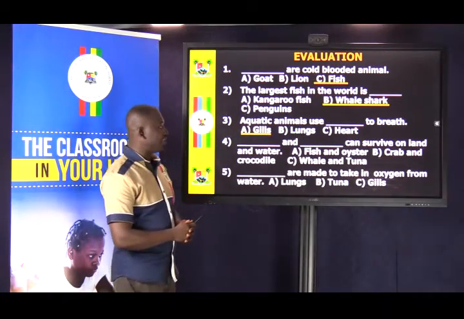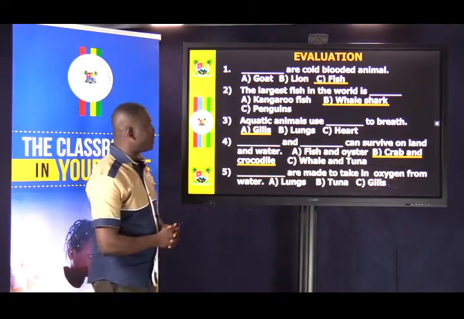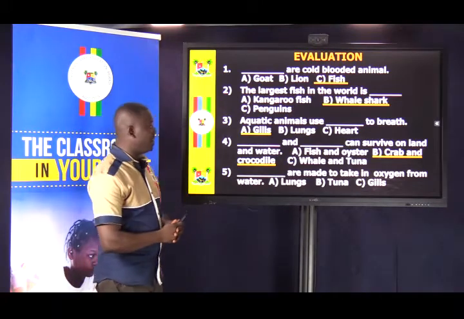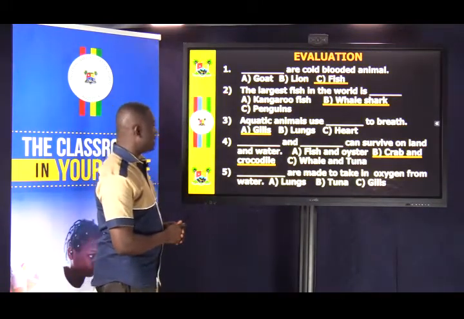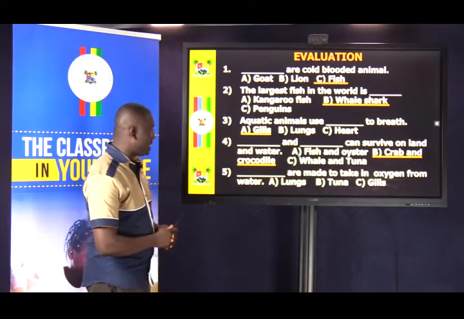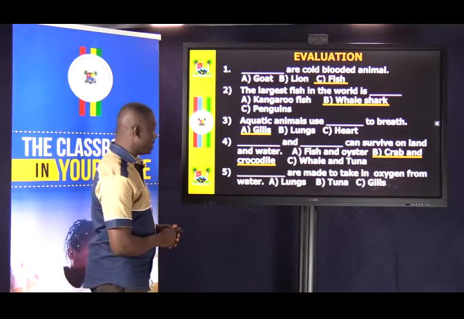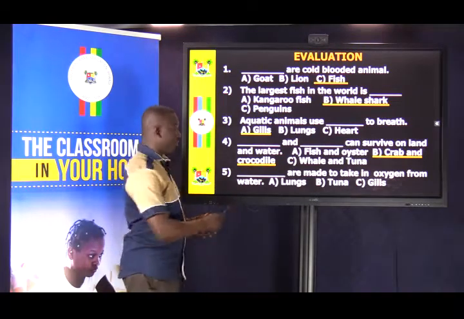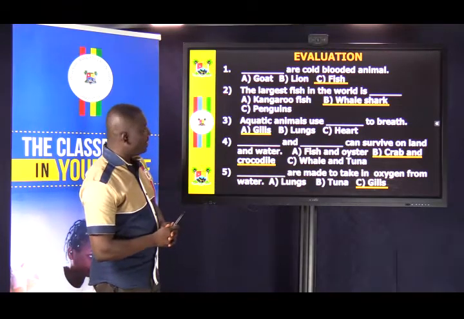Number 4, dash and dash can survive on land. Crab and crocodile can survive on land and water. And question number 5, dash are made to take in oxygen from water. Of course, the correct answer is gills.